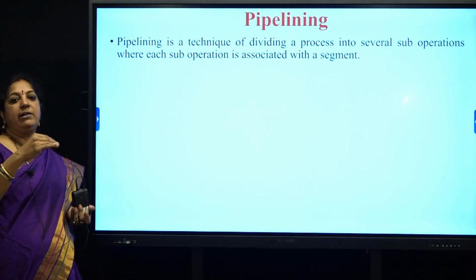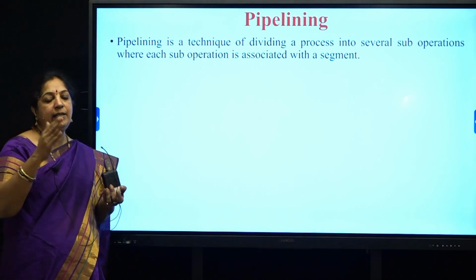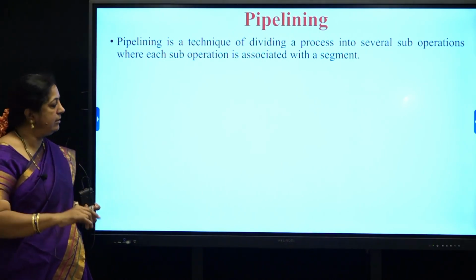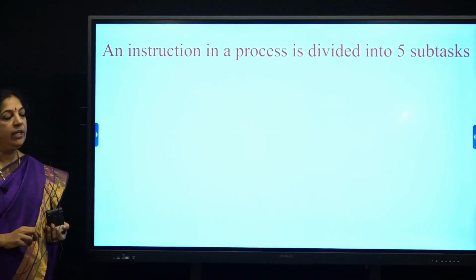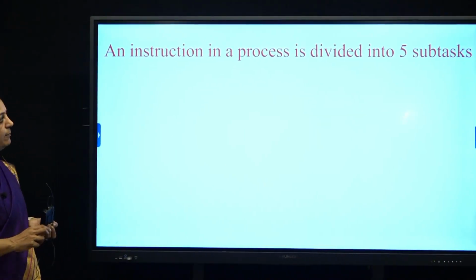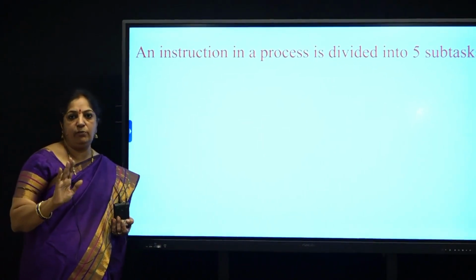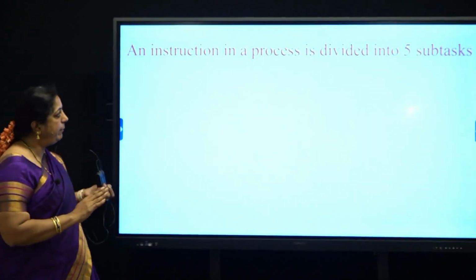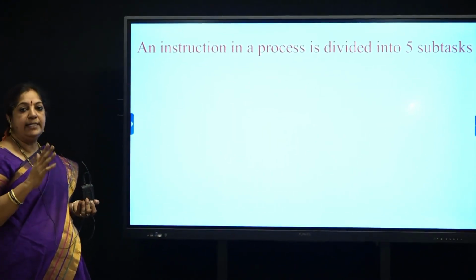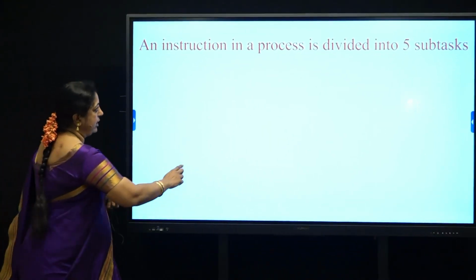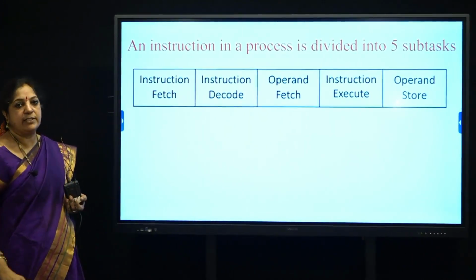And finally, whatever output we are getting, that is in the final register. So let us see instruction pipelining. Any instruction in a process, basing on the task which it performs, is generally divided into 5 tasks. What are those 5 tasks?